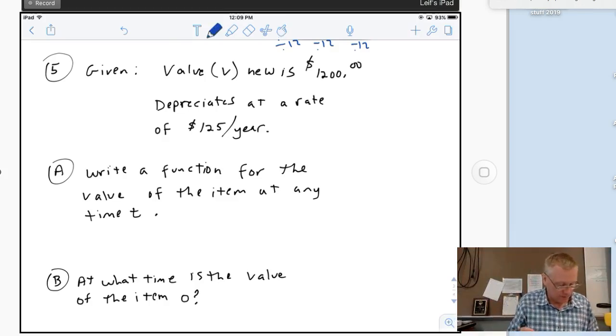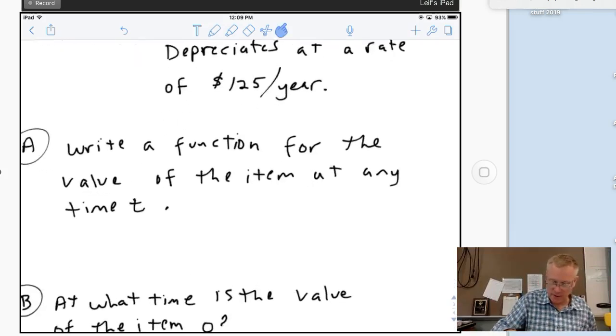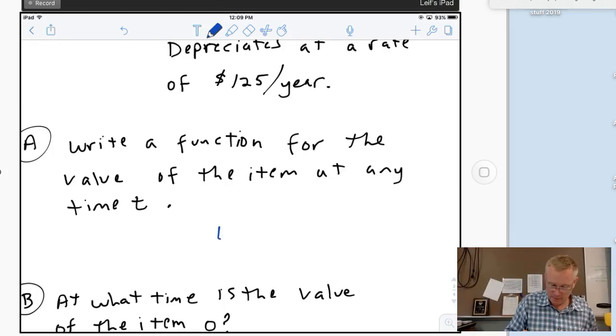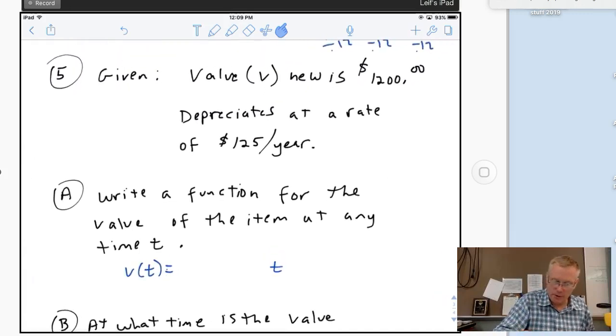All right, so this one. If I have t as time, then over here I'm going to have V of t, like f of x kind of thing. The value at time t will be V of t. Okay. Now it started out at $1,200.